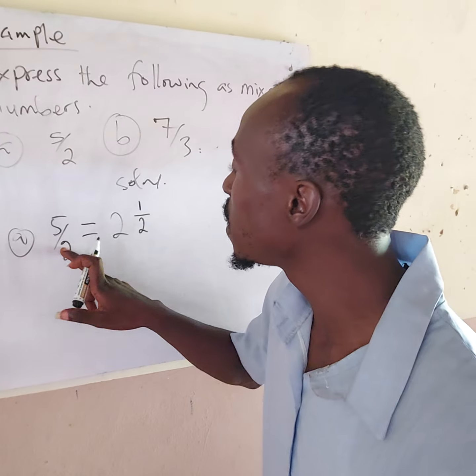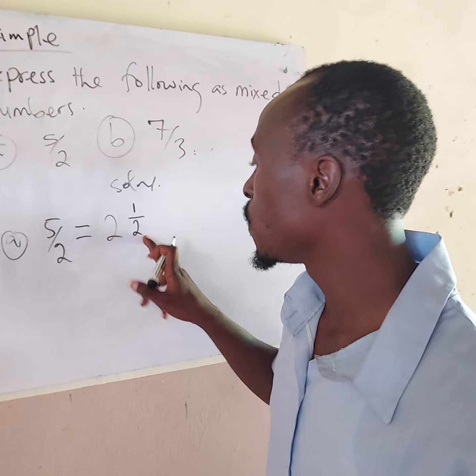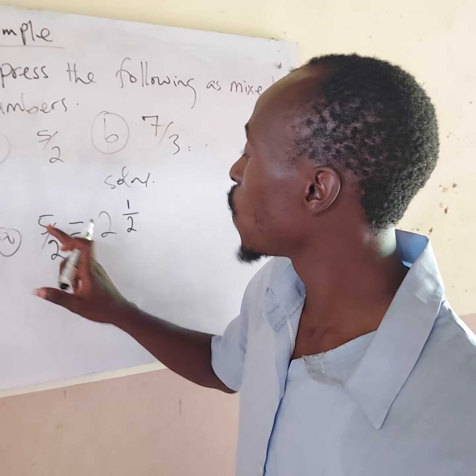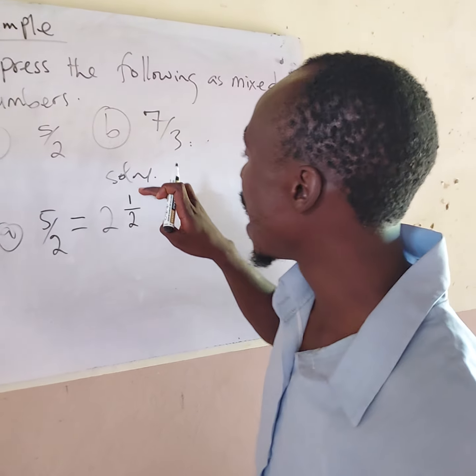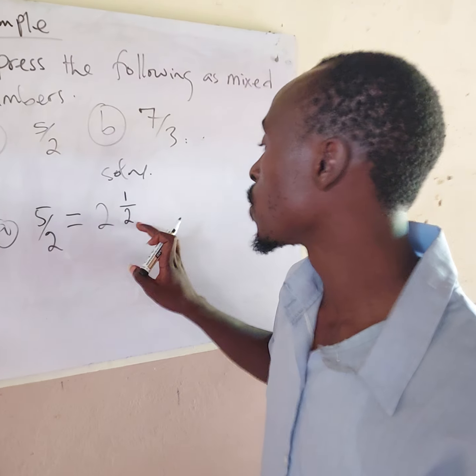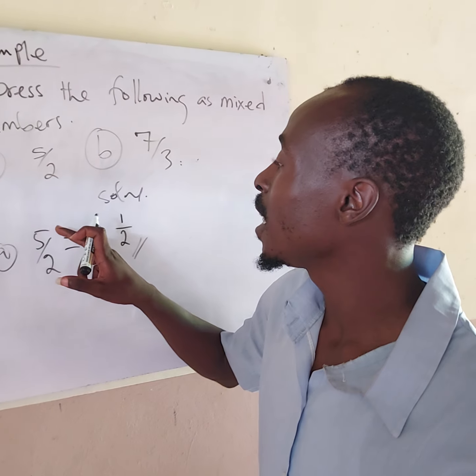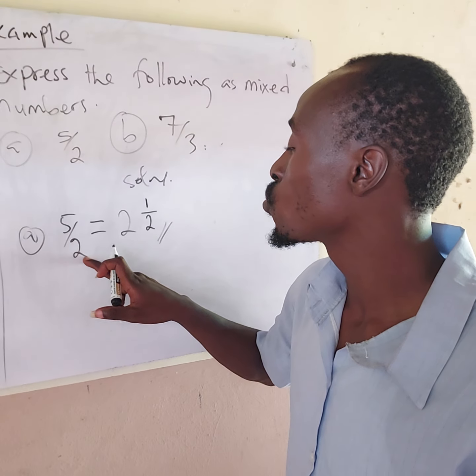That means if here is 3, here will be 3. If here is 4, here will be 4. If here is 5, here will be 5. The denominator doesn't change. So 2 into 5 goes 2 times remainder 1. The remainder is always the numerator, and the denominator remains the same. With this, you have converted an improper fraction to a mixed number.